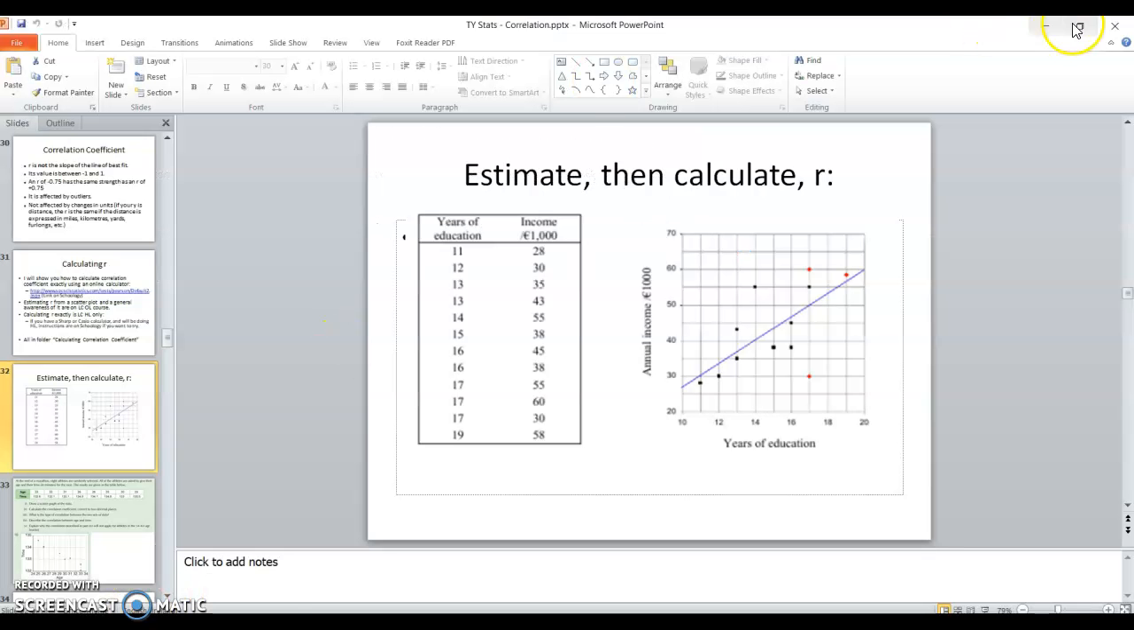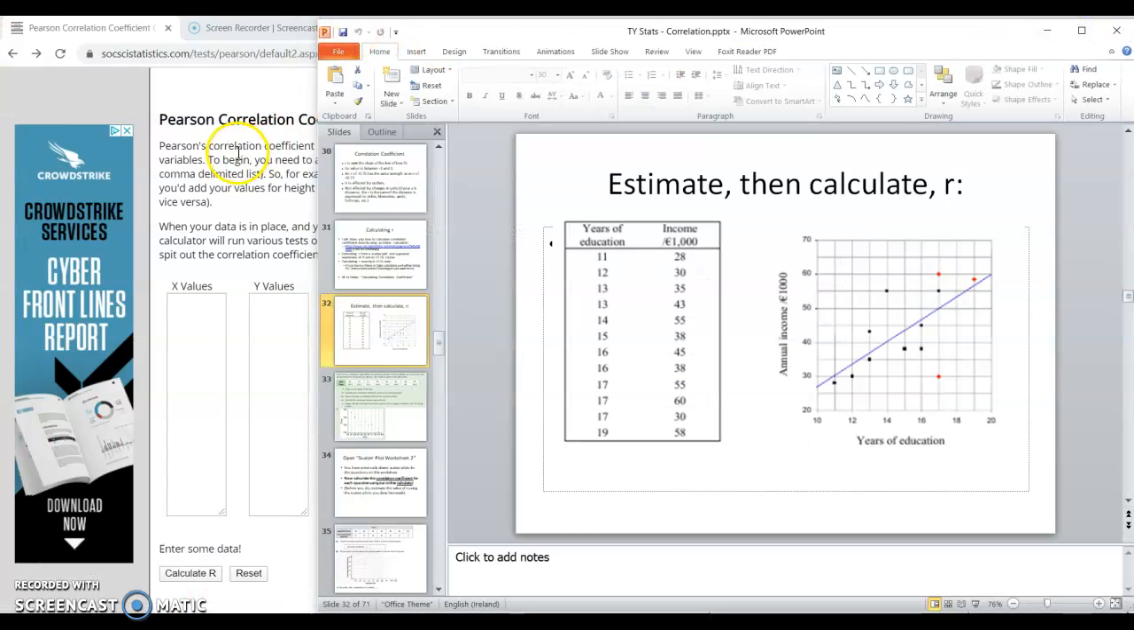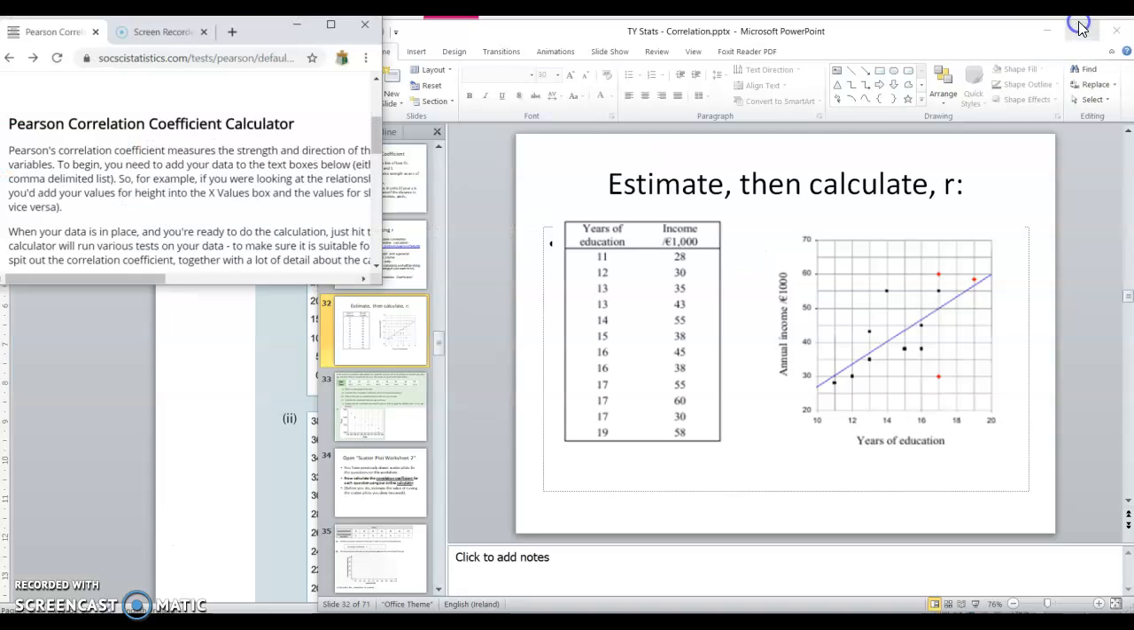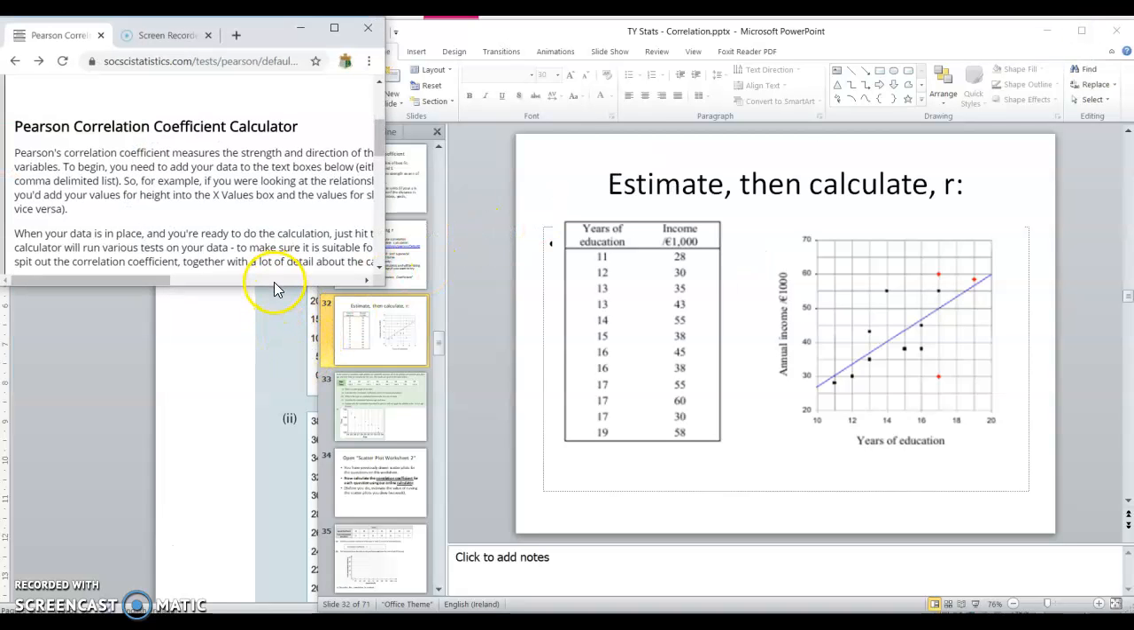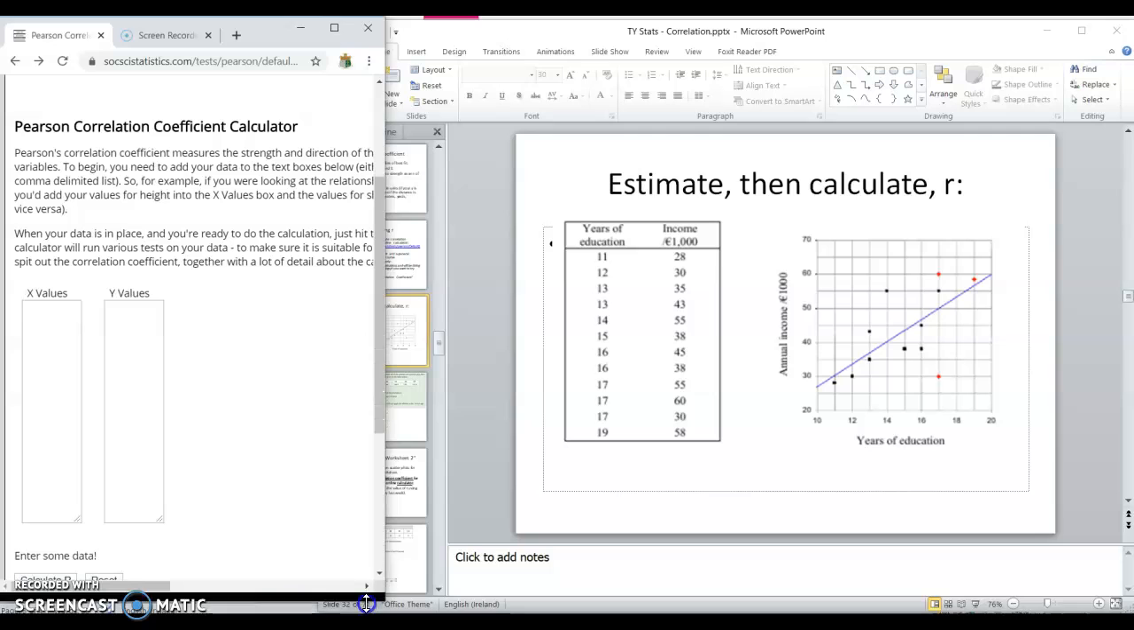So if I get those up together. All right, so you see you've got a box here for X values, a box for Y values. It doesn't matter which is which. So I could put years of education in as the X, or I could put it in as the Y. I would still get the same answer. Okay, I'll put years of education in as the X.